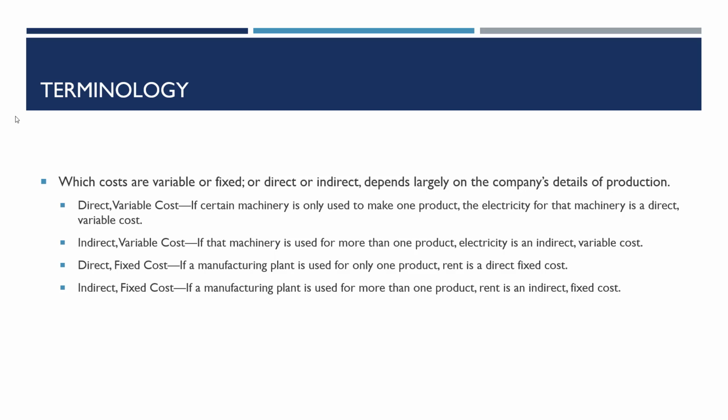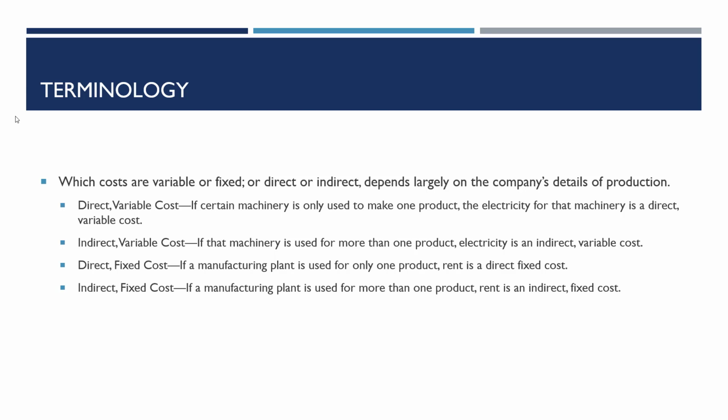So if certain machinery is only used to make one product and you have electricity that goes to that machinery, if you have a way to track that, the more goods that you produce with that machine is going to cause you to have to use more electricity. It becomes variable. Since it's only one product, you can trace it directly to that product. It's a direct variable cost. If you have machinery that you're using for a whole ton of different products, well, it's still variable. The more you use that machinery, the more electricity you're going to use up. But now we don't have an easy way to trace how much electricity it's taking us to make product A or product B. So now we have an indirect variable cost.